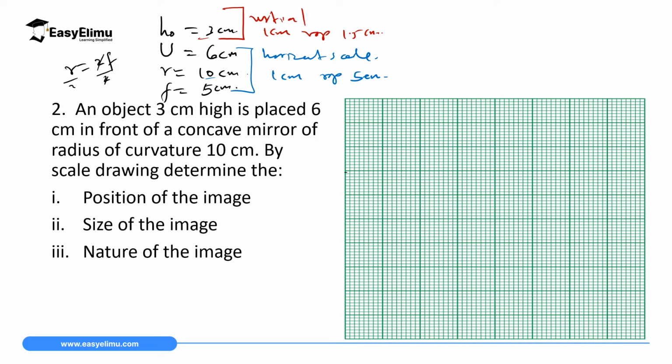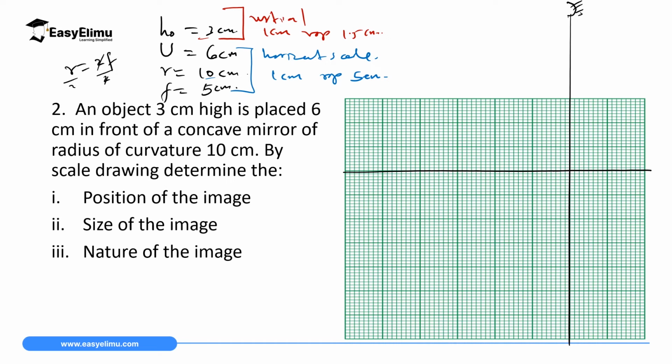And what we do first, we draw a horizontal line which will represent the principal axis. Then we will draw a vertical line which will represent the mirror line. In this case, we will draw it as tall as possible like that. In this case, this is our concave mirror.